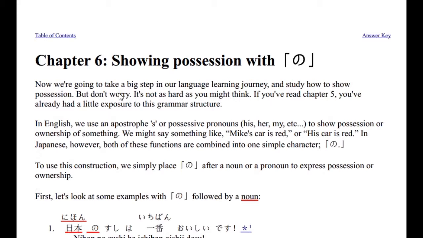So do that. And next time we're going to look at chapter 6 and we're going to learn how to show possession with no. So extremely useful lesson, and be sure to check that out, and we'll see you then.